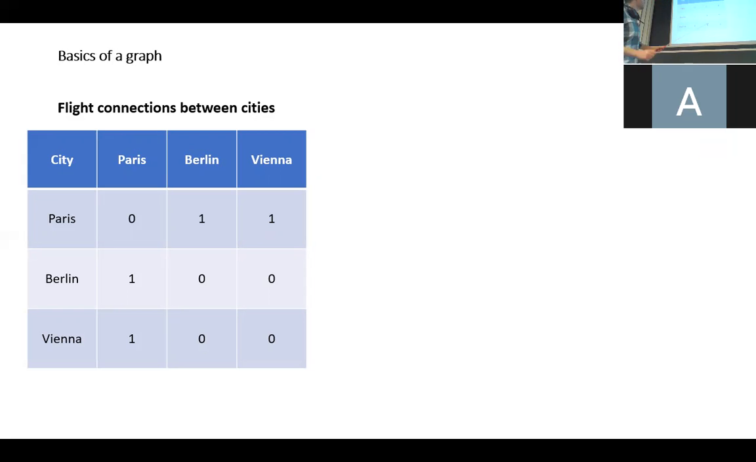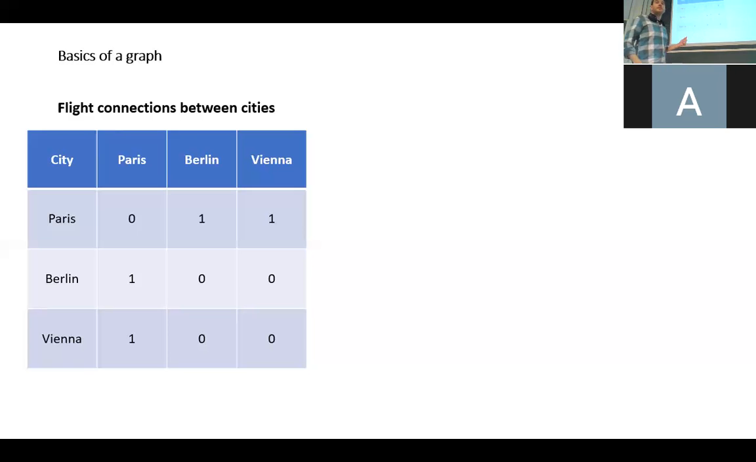So now we introduce a very simple network to understand the idea behind the mathematical model. Here is a network of flight connections between cities. Let's assume we consider only three cities: Paris, Berlin, Vienna. We can model this with a 3 by 3 array. If there is a connection between Paris and Berlin, we put 1, a flight connection. If there is no direct flight, we put 0. This is a good representation.